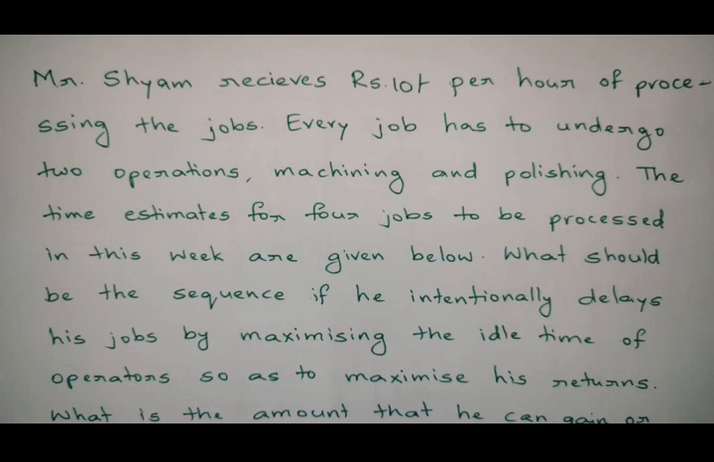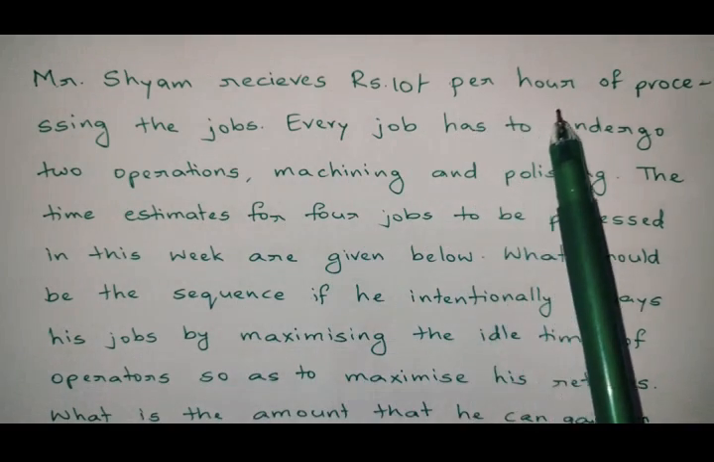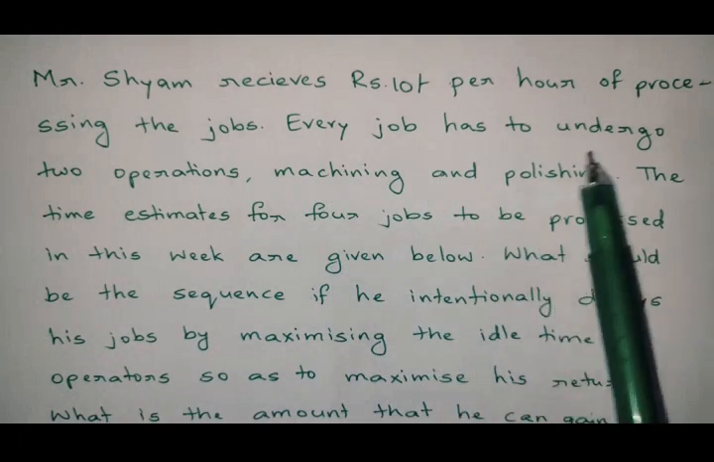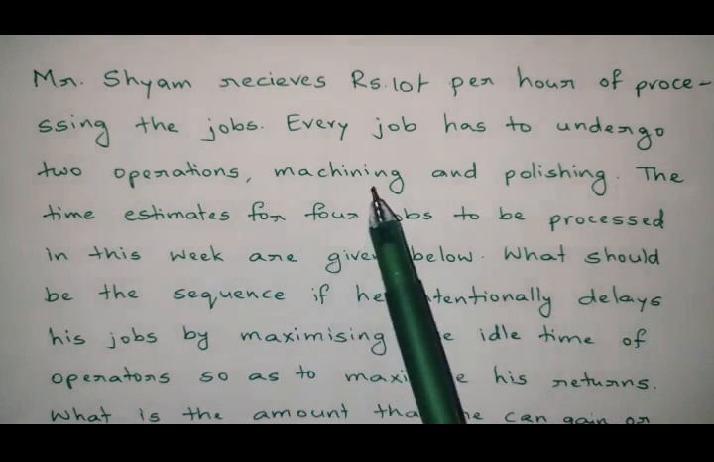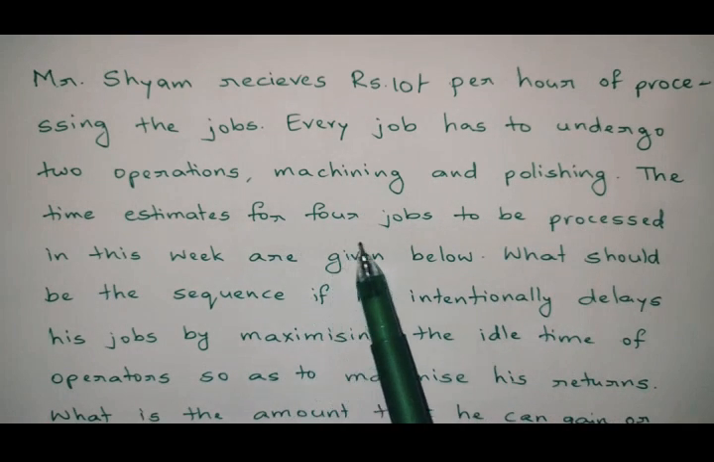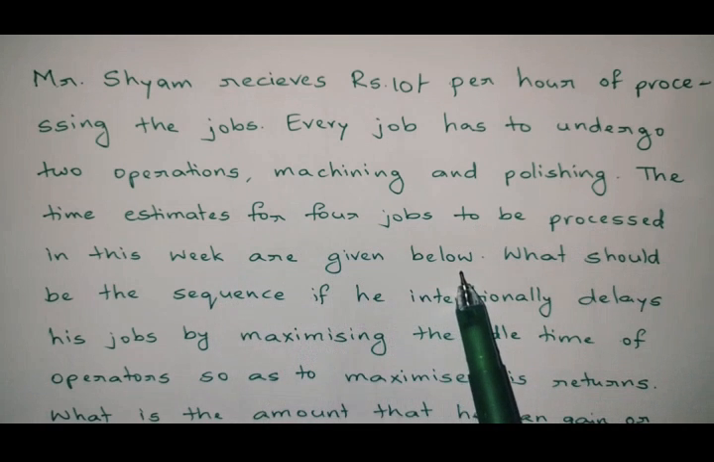So let us see the problem, how it is different from the other models, and without any waiting, let us get into solving that type of problem. So here it is. Mr. Shyam receives 10 rupees per hour of processing the jobs. Every job has to undergo two operations, machining and polishing. The time estimates for 4 jobs to be processed this week are given below.